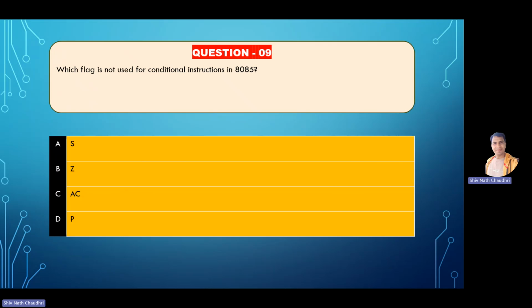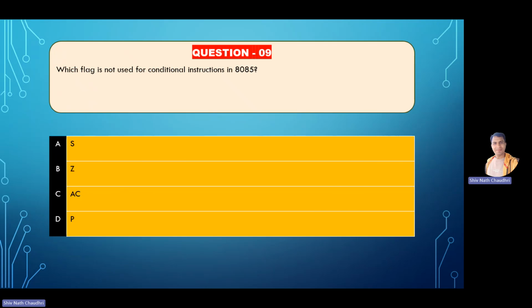Which flag is not used for conditional instruction in 8085? So basically 5 flags are defined for 8085: sign, zero, auxiliary carry, parity, and carry. Okay. So 4 options are given, and which flag is not used for conditional instruction?